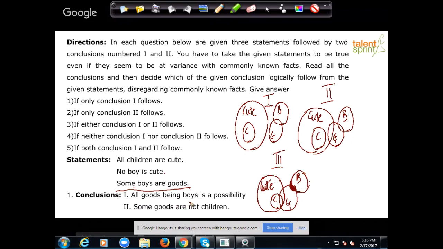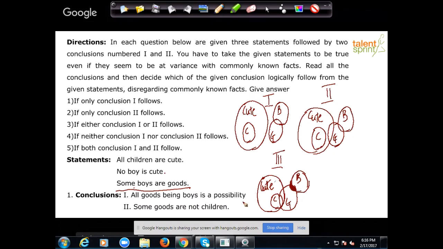All goods being boys is a possibility. Now they tell us some goods are boys, but that can also mean that the set of goods can completely overlap with the set of boys. Situation 1 gives scope to that possibility where the set of boys can completely overlap with the set of goods, therefore which means that conclusion 1 is a possibility.